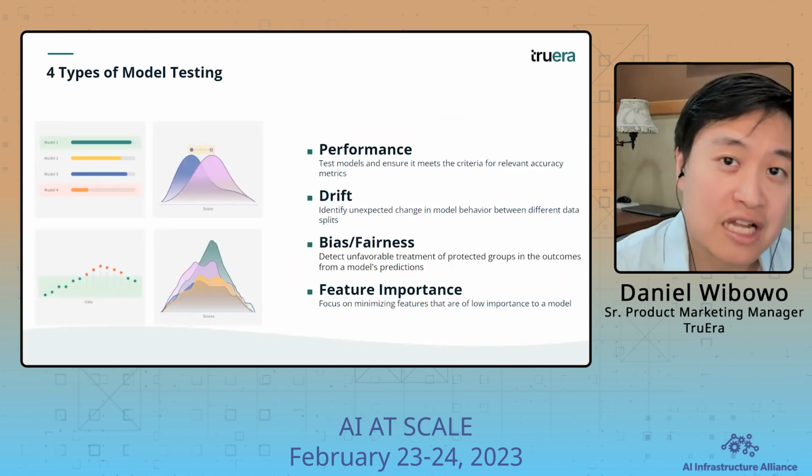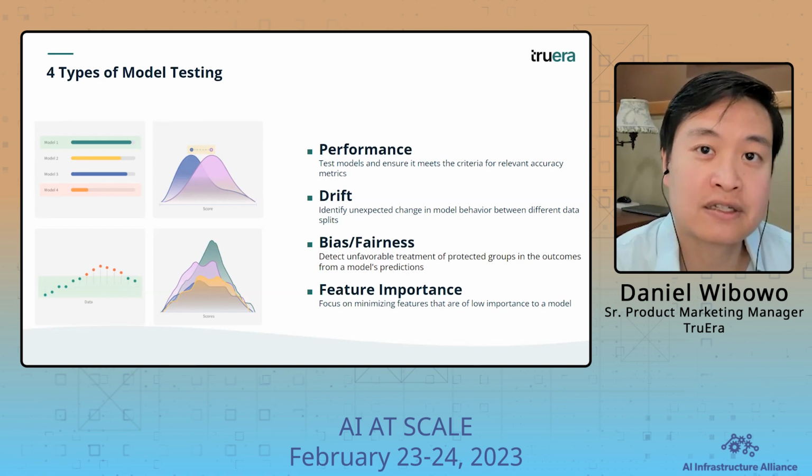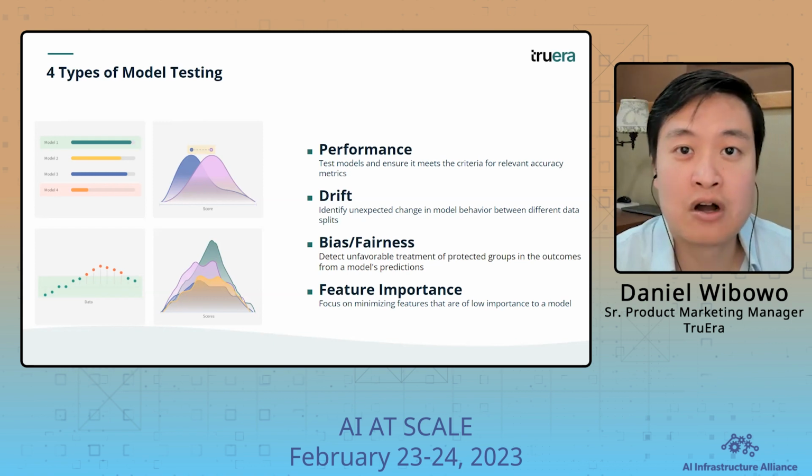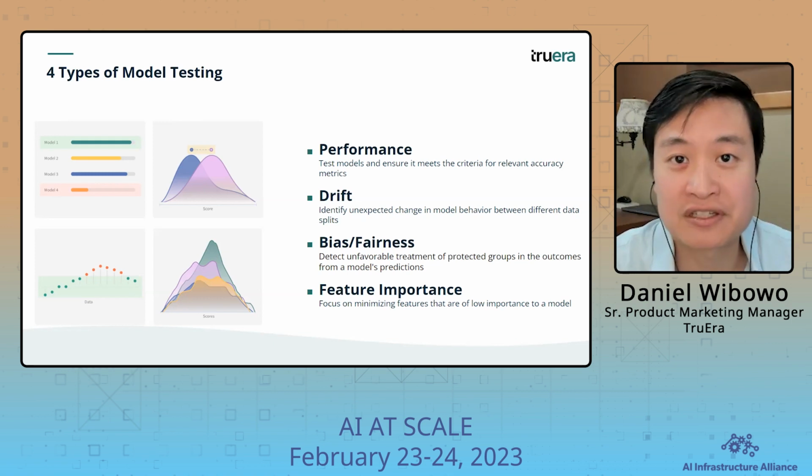So there are 4 types of ML model testing: performance, drift, bias and fairness, and feature importance. All 4 of these tests are equally important when it comes to the success of your models.